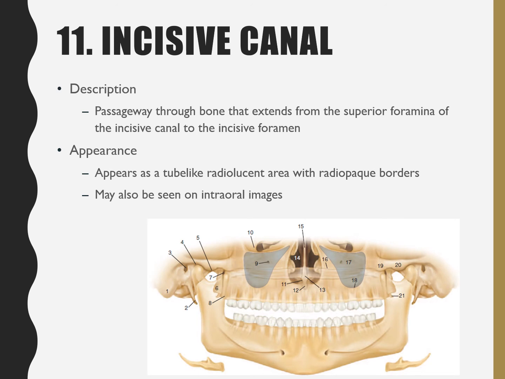Number 11 is the incisive canal. It is the passageway through bone that extends from the superior foramina of the incisive canal to the incisive foramen. Remember we talked about the inside of the nasal cavity having those two small dots, the superior foramina, and then they join and then they come out from the incisive foramen. Well, the canal right there, that is what number 11 is showing you. It appears as a tube-like radiolucent area with radiopaque borders that may also be seen on intraoral radiographs.